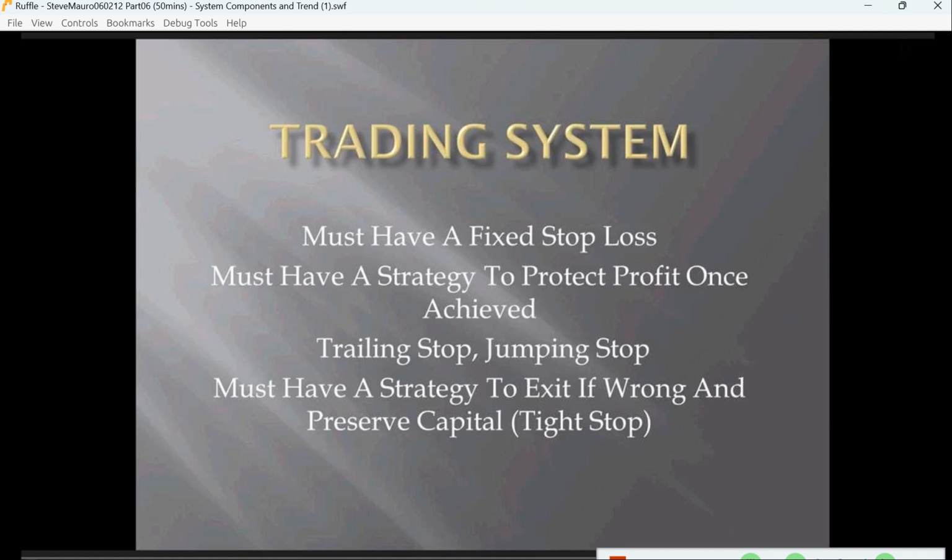So what you need to do is trail the stop, jump the stop, have a strategy to exit if you're wrong. Preserve your capital. Hang on to your money. These are the things that separate the men from the boys, or the girls from the women. I had to say that. Puts hair on your chest when you get it right.